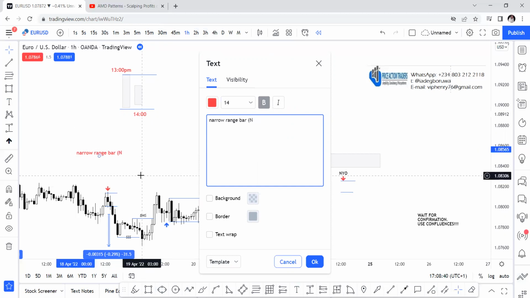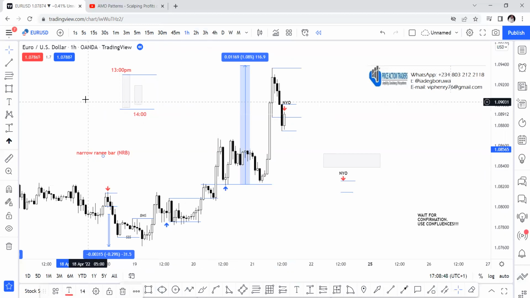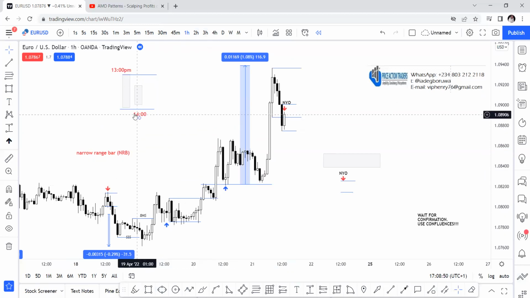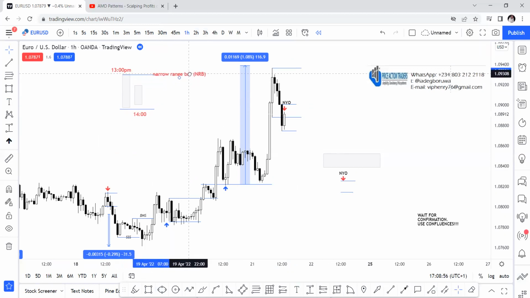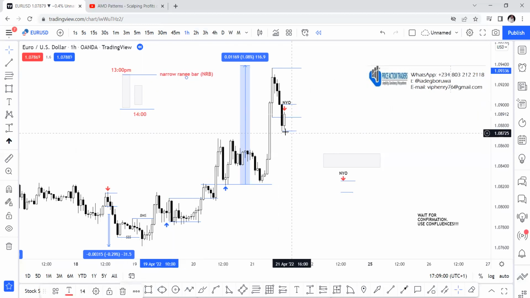NRB. So this is the pattern you need to look out for. Narrow range bar, you need to look out for that. It's not just anyhow pattern. But once you get this pattern, you see what happens here.